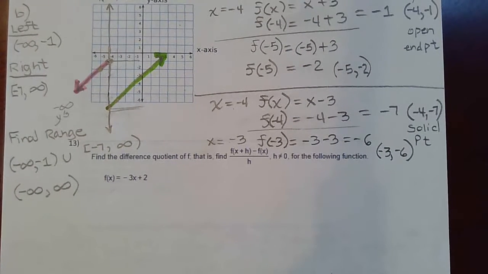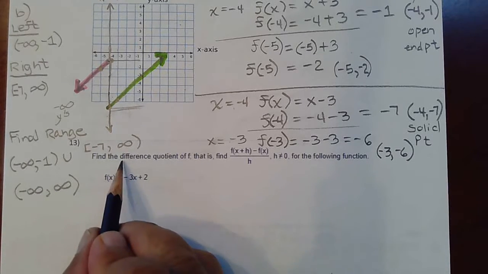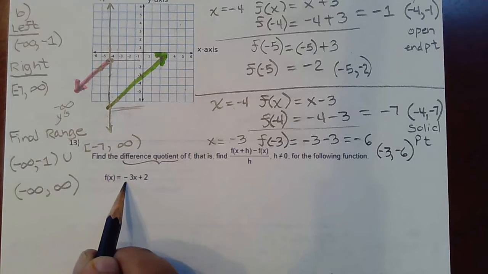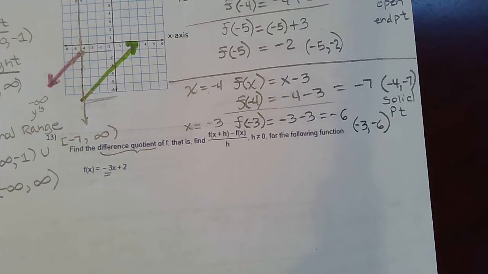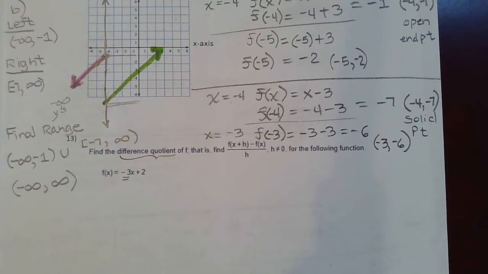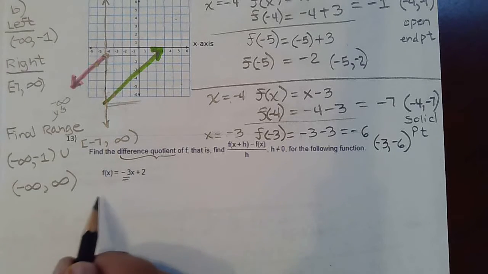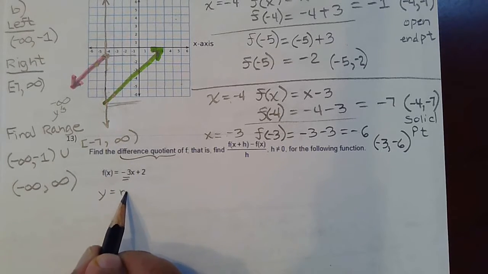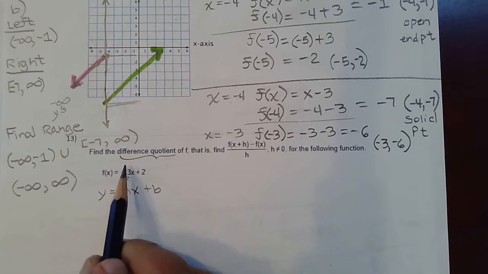Okay, last problem. Now we're going to be doing the difference quotient, and I just want to mention that the difference quotient is really just the slope. So you can use that as a way to check your answer. When you're checking your answer, after you do all of this, it should come out to be whatever the slope is. The slope, remember, when you're looking at a linear equation, y is equal to mx plus b. So that's what a difference quotient is.